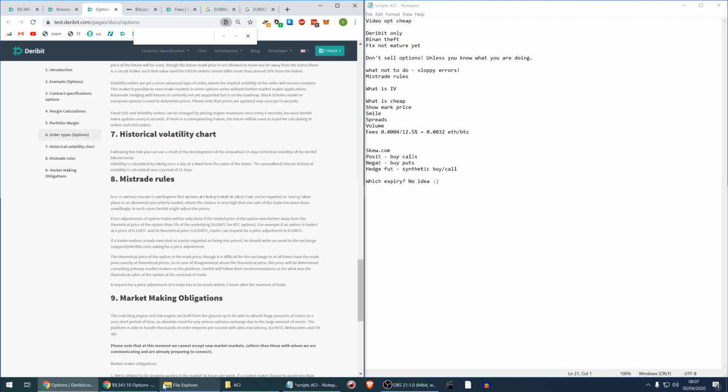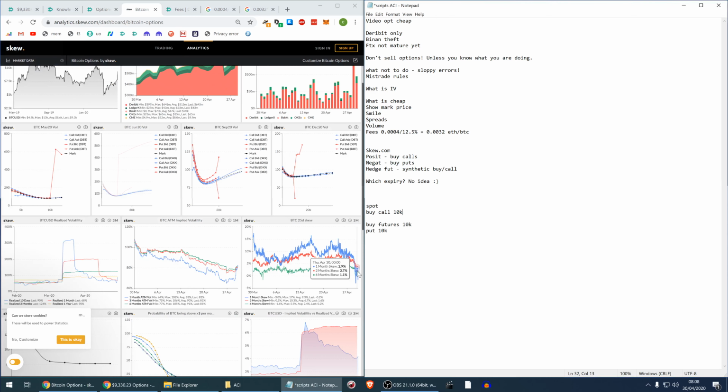So here the skew has been favoring calls because everyone was buying puts after the big dump. They wanted to be insured and secure. At the moment, people are buying calls. So maybe if this pump continues, we'll have nicely priced puts. And maybe rather than buying calls, you will be just buying futures and buying puts.